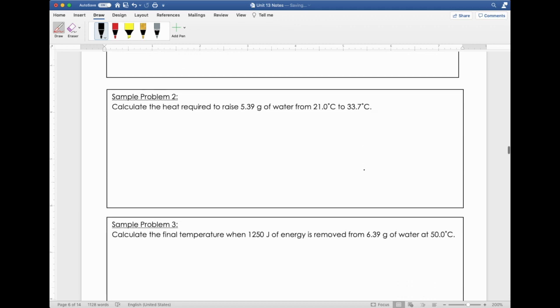Number 2, calculate the heat required to raise. So again, I'm raising it, so we know Q is going to be positive here. Q is positive. 5.39 grams of water. Looks like that's the mass.